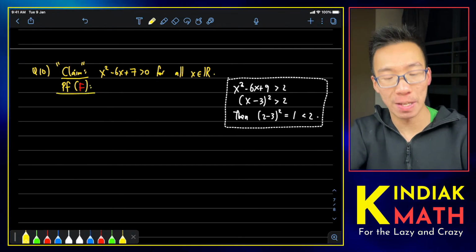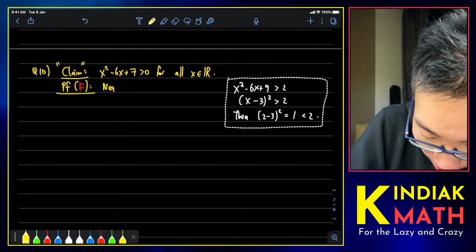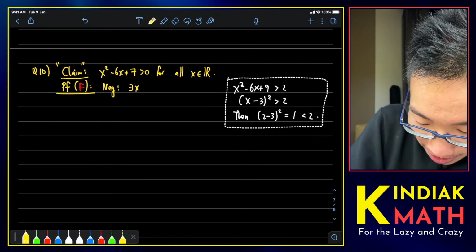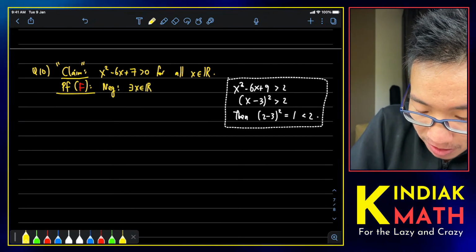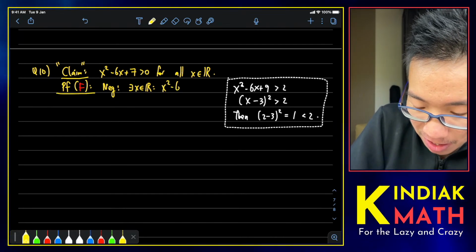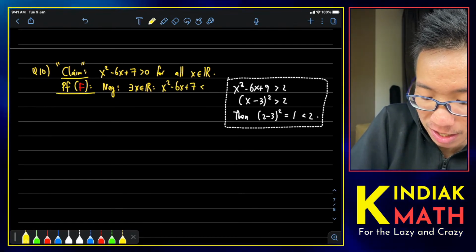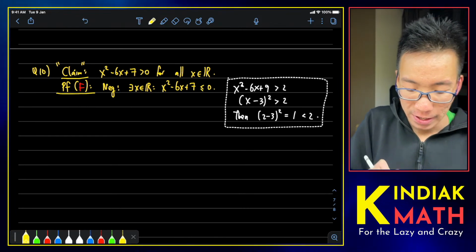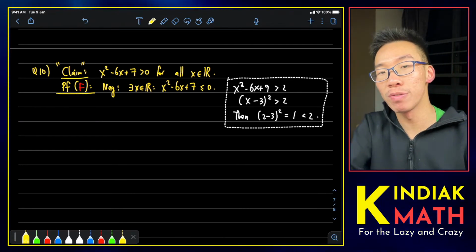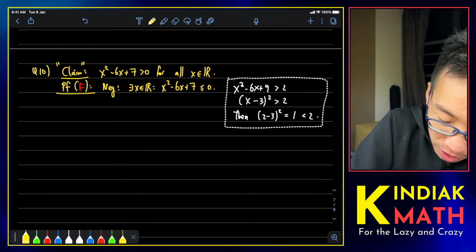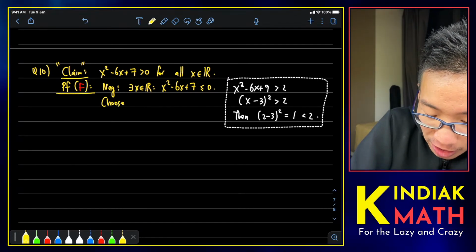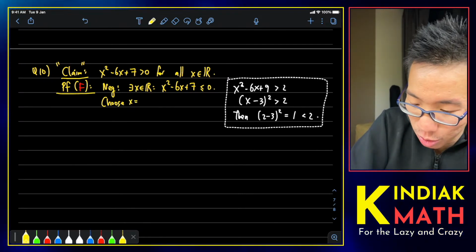So we'll first negate the statement, right? The negation is: there exists x in R with the property that x squared minus 6x plus 7 is less than or equal to 0. And we're going to prove that this negation is true. We're going to choose, as per our working, x equals 2.